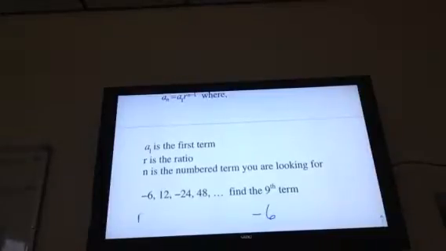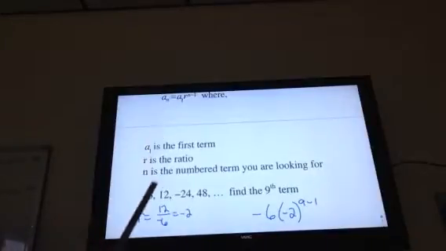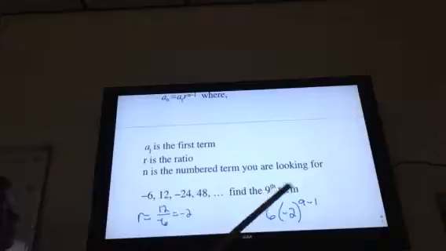My r, let me come over here and calculate that. Second term divided by first term, so negative 2. Use parentheses, please. My n is 9 because I'm looking for the 9th term. So using my formula, my a1 is my first term. My ratio, I calculate. And then my n is my 9th term that I'm looking for, minus 1. Now, go to your calculator and punch that in exactly like it looks, parentheses and all. And you should get negative 1,536.